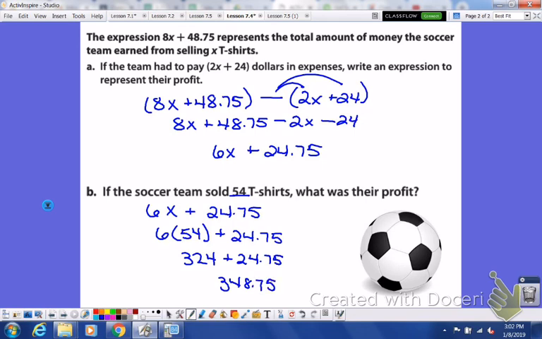348.75, and we're talking about money, so $348.75. All right, there is lesson 4, subtracting linear expressions.